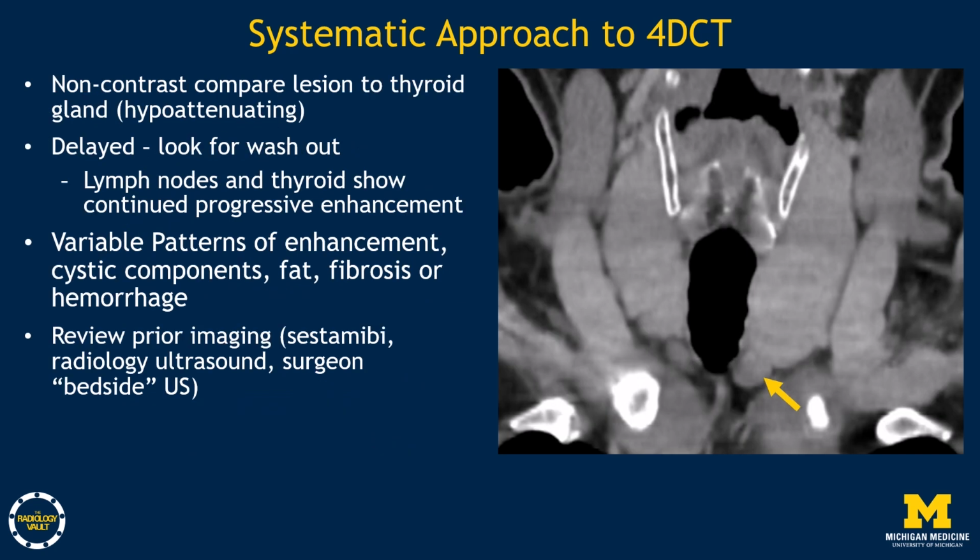Then compare your lesion to the thyroid gland in the non-contrast phase. It should be relatively hypoattenuating to the thyroid gland. If it's isoattenuating to the thyroid gland, you may be dealing with ectopic thyroid tissue. Afterwards, continue to the delayed phase and look for washout. It's important to note that there can be variable patterns of enhancement, cystic components, fat, fibrosis, or even hemorrhage. Review any prior imaging that is available to you.